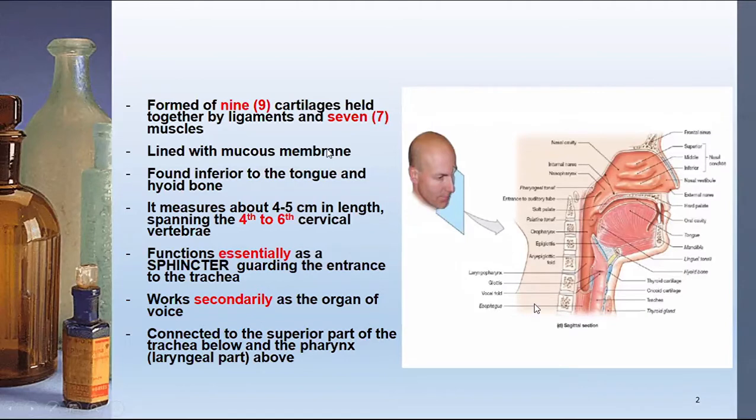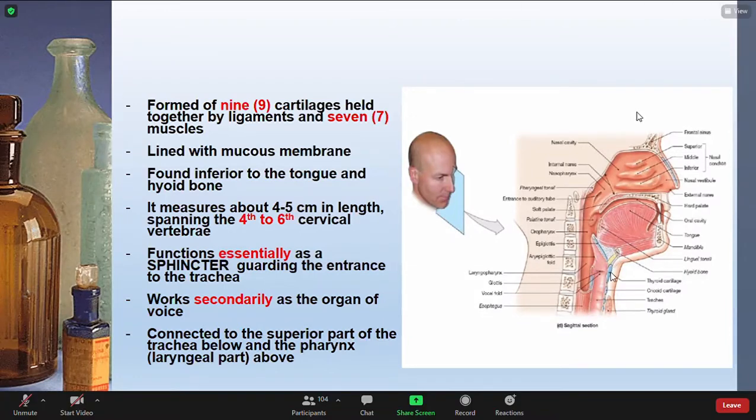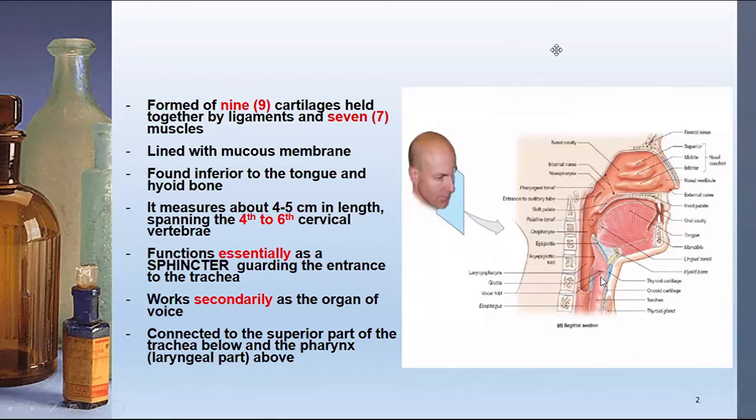So this is a representative picture. This muscular structure is your tongue. This bone is your hyoid bone. The larynx is just below it, inferior to the tongue and the hyoid bone. It measures approximately 4 to 5 cm in length. It spans the 4th to 6th cervical vertebral bodies.